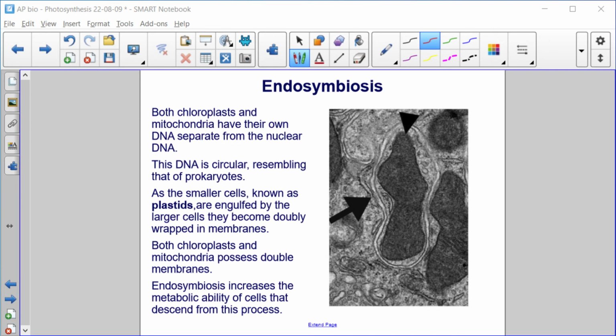Both chloroplasts and mitochondria have their own DNA, separate from the nuclear DNA. That's, of course, because they ancestrally were once separate cells, cyanobacterium or aerobic bacterium. This DNA is circular, resembling that of prokaryotes due to their prokaryotic origin. As the smaller cells, those cyanobacterium or aerobic bacterium, known as plastids, are engulfed by the larger cells, they become doubly wrapped in membranes, which you can see indicated by this arrow here. Both chloroplasts and mitochondria possess double membranes, indicating this ancestral evolutionary origin. Endosymbiosis increases the metabolic ability of cells that descend from this process.